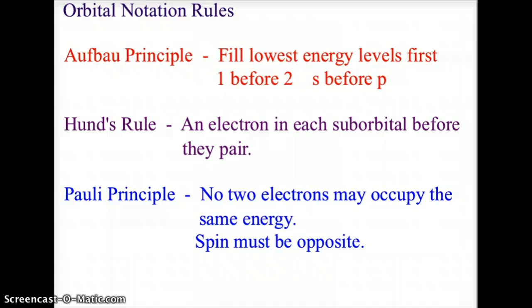So the second rule is called Hund's rule, and Hund's rule says each suborbital must have an electron in it before you fill the rest of the suborbitals. So you can't put 2 electrons in the first p suborbital until each of the 3 suborbitals have 1 electron. And the third rule is the Pauli Principle, which says that no 2 electrons may occupy the same energy, and that's why we have an up electron and a down electron, or a positive spin electron and a negative spin electron, because they must spin in opposite directions in order to have different energy.